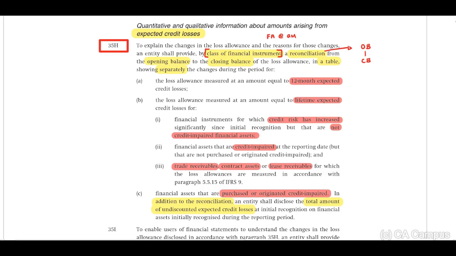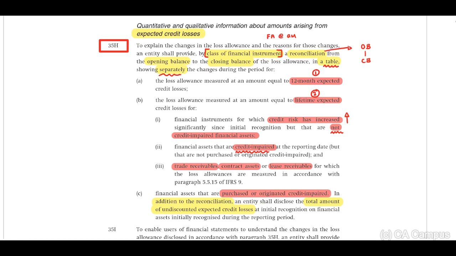From opening balance to closing balance of the loss allowance in a table, important, showing separately the changes during the period for 1. 12-month expected credit losses, 2. Lifetime expected credit losses, and our lifetime expected credit loss can either be when the credit risk has increased significantly but is not credit impaired, or where the asset is now credit impaired, or when there's trade receivables, contract assets, or lease receivables for which the loss allowances are measured in accordance with the following paragraph. Then C, financial assets that are purchased or originated credit impaired.